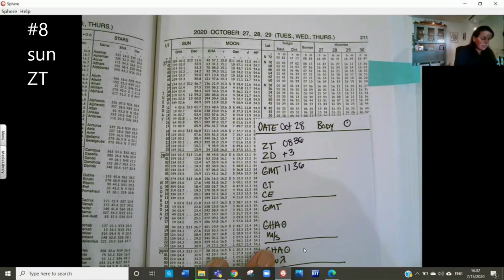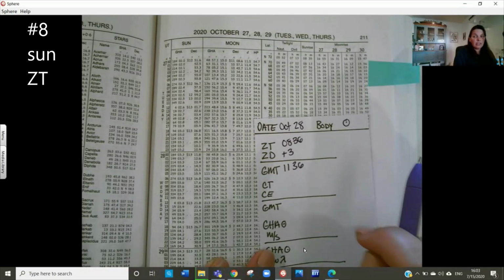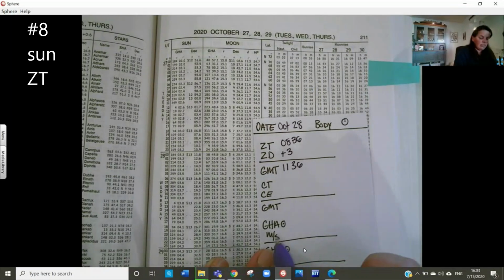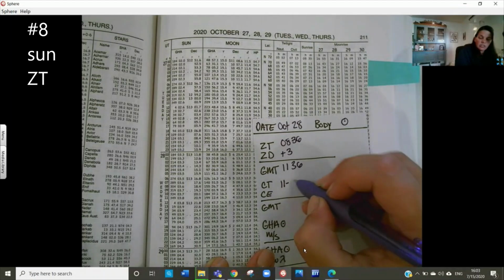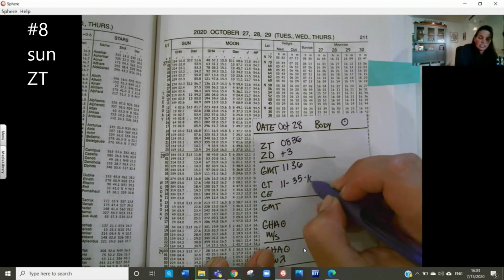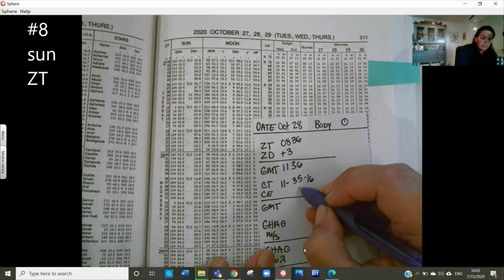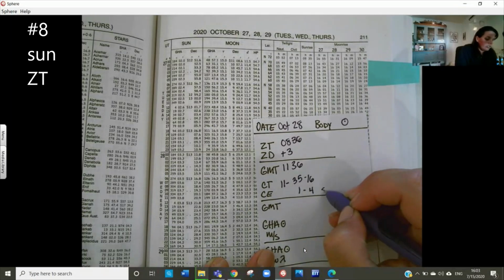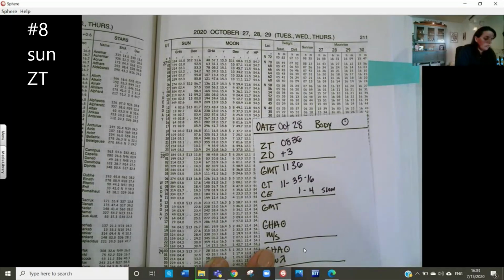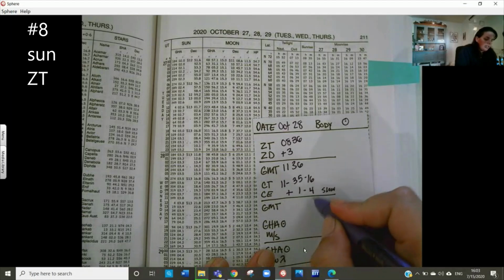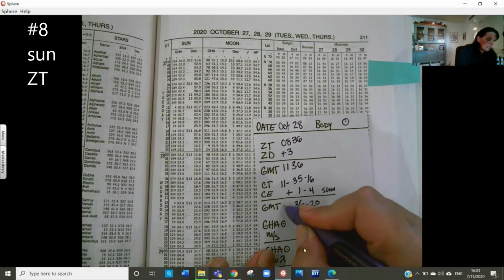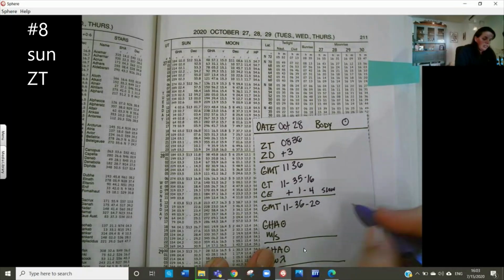Now our chronometer reads 11, so we know our chronometer isn't in the 2300 hours, it is the 11. So we can keep it at 11:35:16, and we have a chronometer error of 1 minute and 4 seconds slow. If it's slow, we need to add it. So I'll get my GMT time of 11:36:20, and that is October 28th.